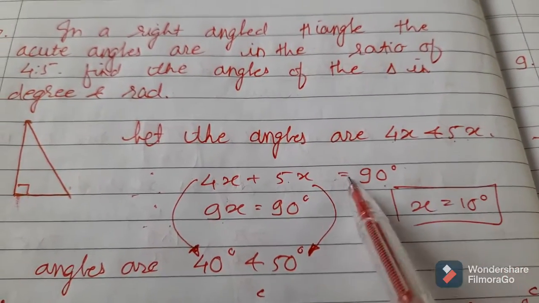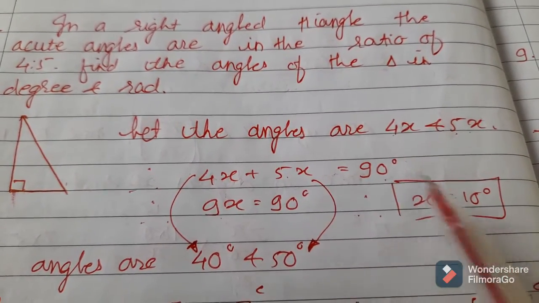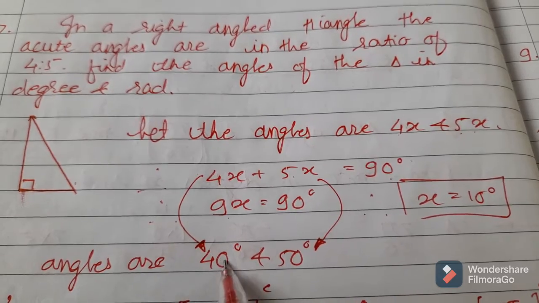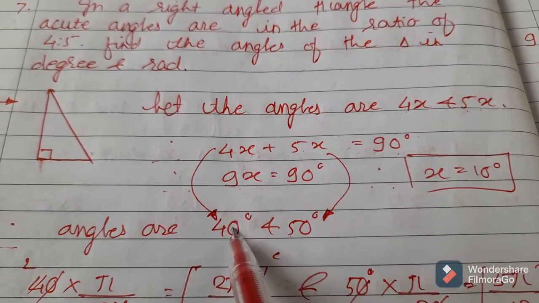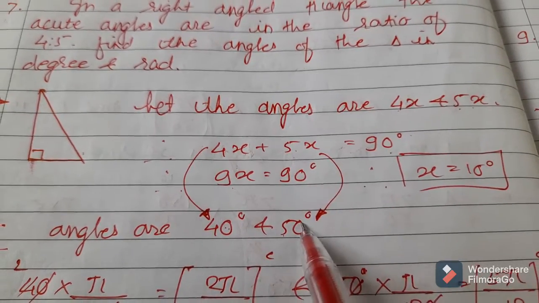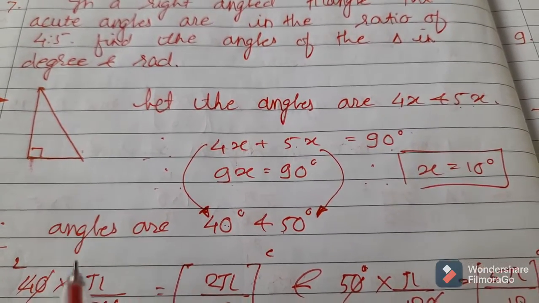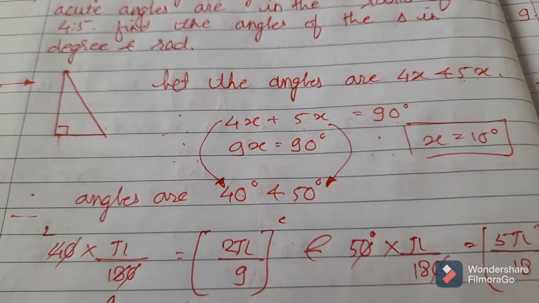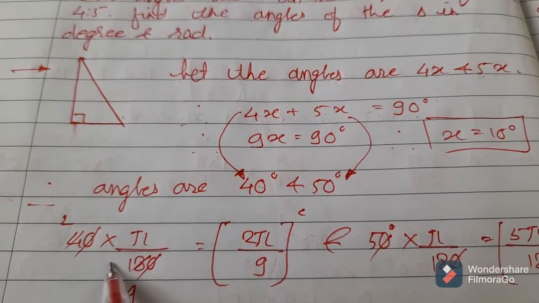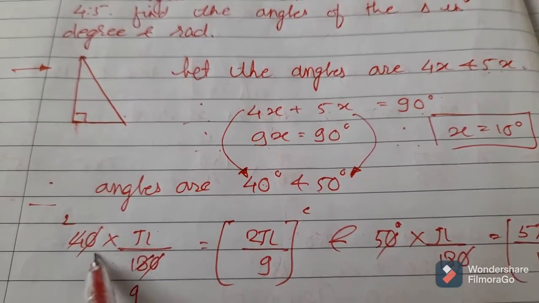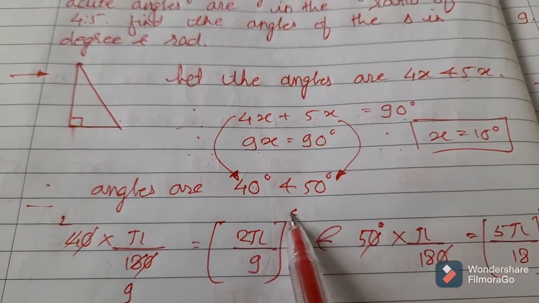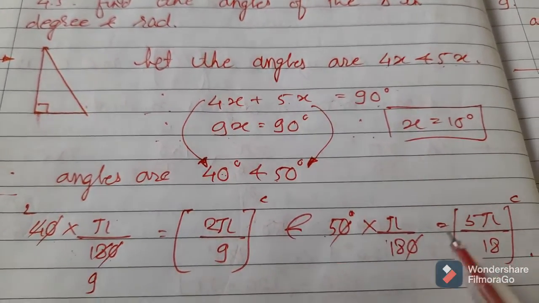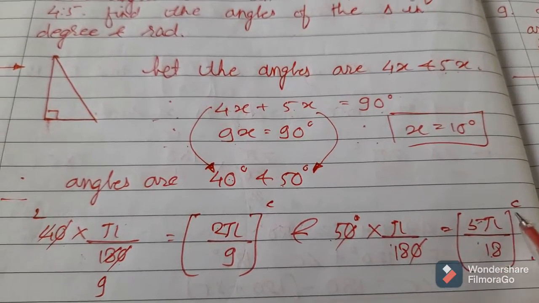Now we'll put the values. As x is equal to 10 degrees, 4x will be 40 degrees and 5x will be 50 degrees. Okay, so 4x is equal to 40 degrees, 5x is equal to 50 degrees and the remaining one is already 90 degrees. So we will now convert it into radian measure, that is by multiplying by pi by 180. So 40 into pi by 180, it is 2 pi by 9 radians, and 50 into pi by 180, it is 5 pi by 18 radians.